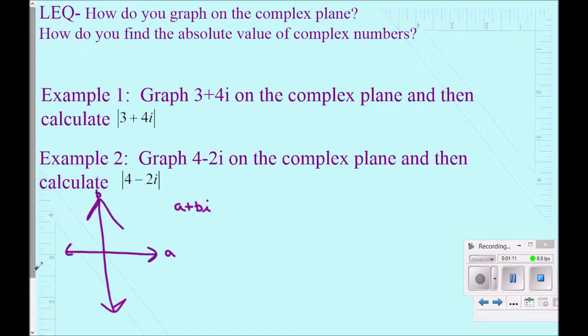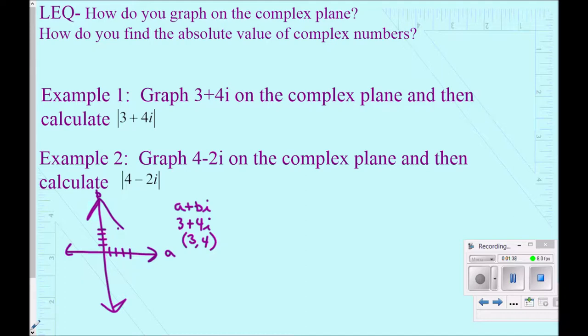So if I'm graphing 3 plus 4i on the complex plane, that means 3 is the real part and 4 is the imaginary part, so that would be the point (3, 4). So that just means go to 3, 4 and put a point.